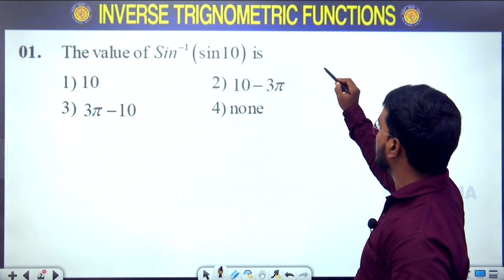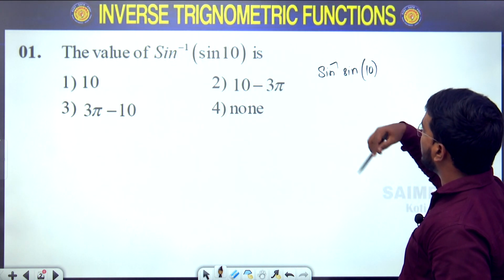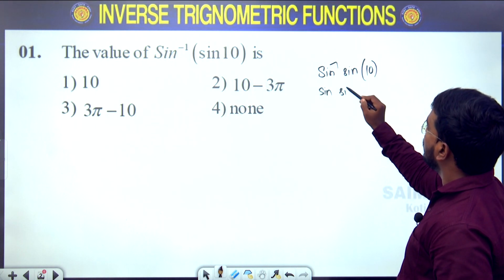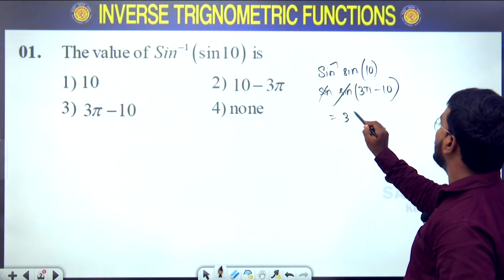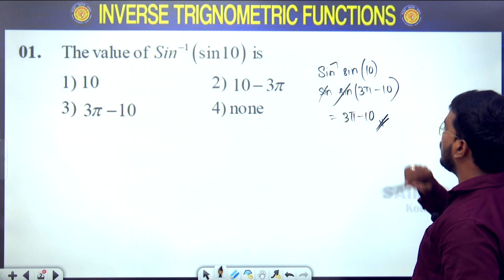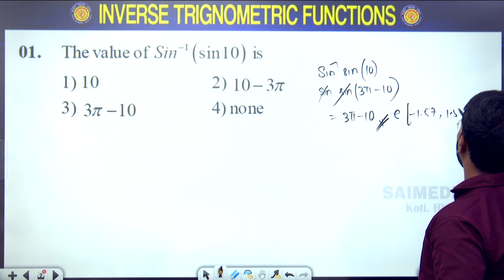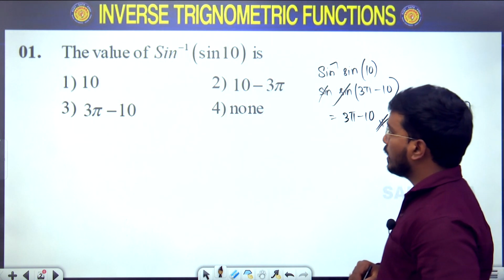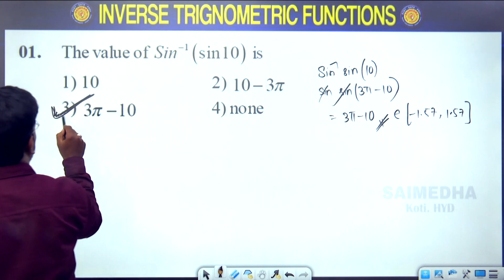Let me do it one more time in a shortcut manner. Sine inverse of sine 10, 10 is out of the range of 1.57. So sine 10 can be written as sine of 3 pi minus 10. So now this 3 pi minus 10 is within the range, that means it belongs to minus 1.57 to plus 1.57. That's how we're going to do it. So what is the correct answer now? 3 pi minus 10 is going to become your correct answer.